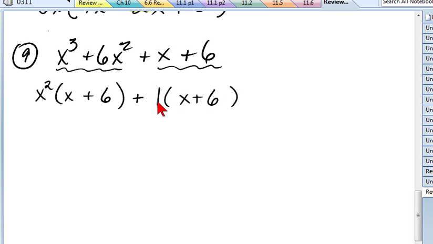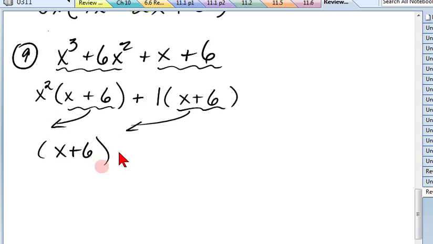Okay, so now I have a common binomial. I will factor it out. I like to write it in front, x plus 6. What's the leftover factor? X squared plus a 1. So grouping was the last technique. I'll use a lot of factoring throughout the rest of the test, but those are the only questions where that was the direction.